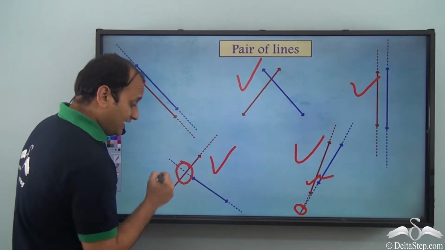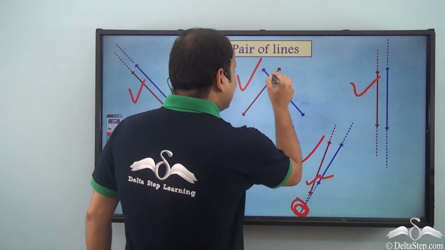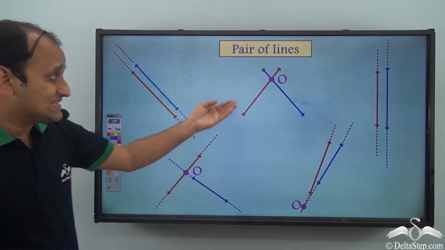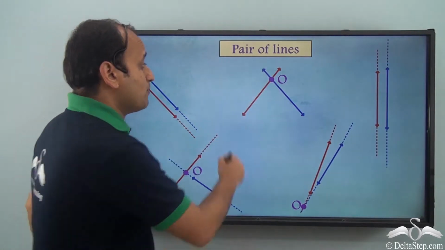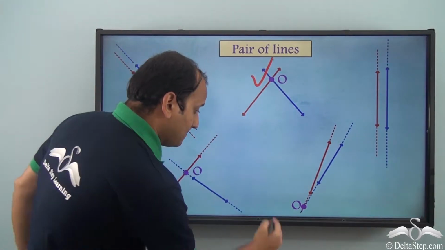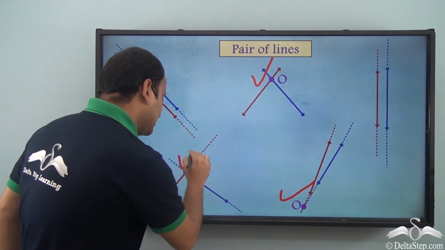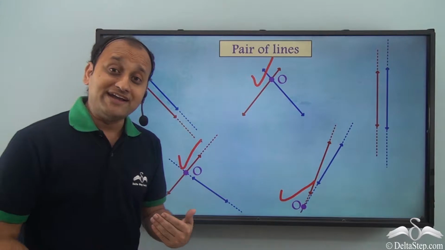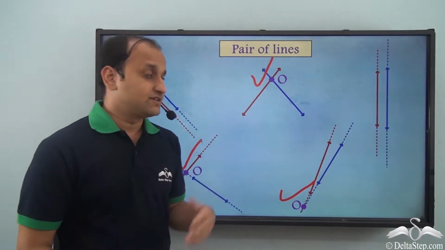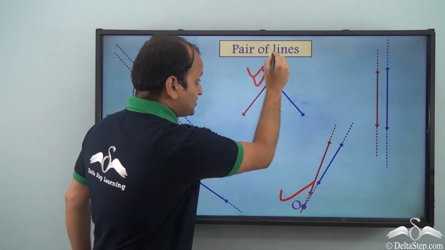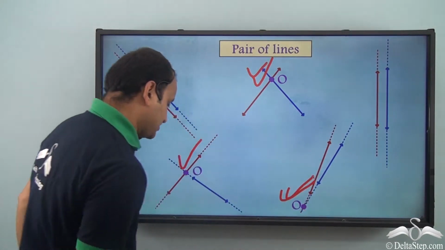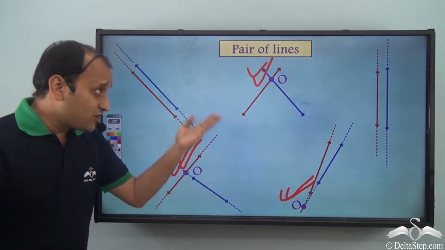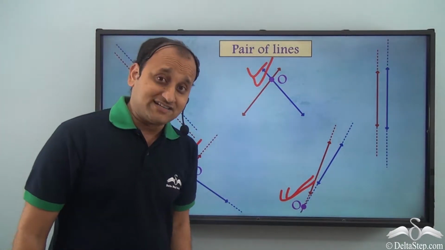So these points where these lines meet, if you name them, we can say that point O here, point O here, and point O here are basically points of intersection of these lines. So this is a point of intersection, this is a point of intersection, and this is a point of intersection. Now, why are we calling these points of intersection?